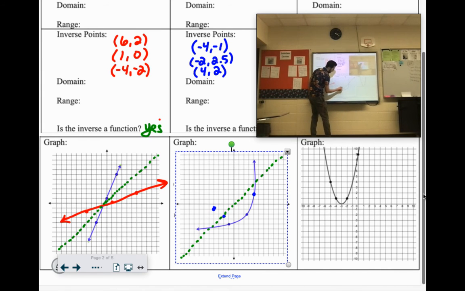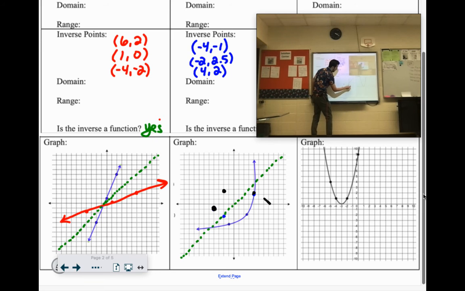We'll do our new dots in black. Negative 2, 2.5 is up here. Okay, and then that'll swoop through there. So yeah, those are perfectly folded over onto each other. So they would be inverses of each other.